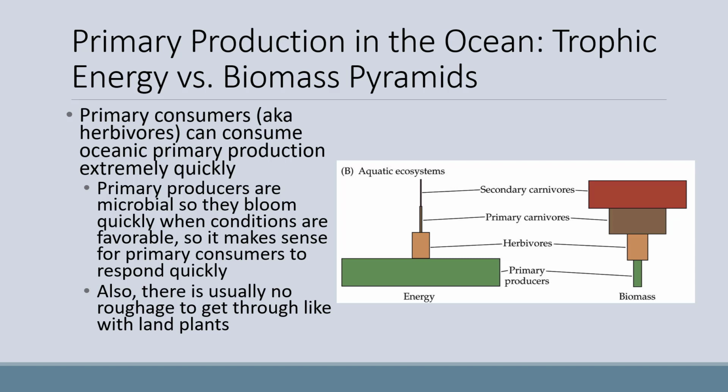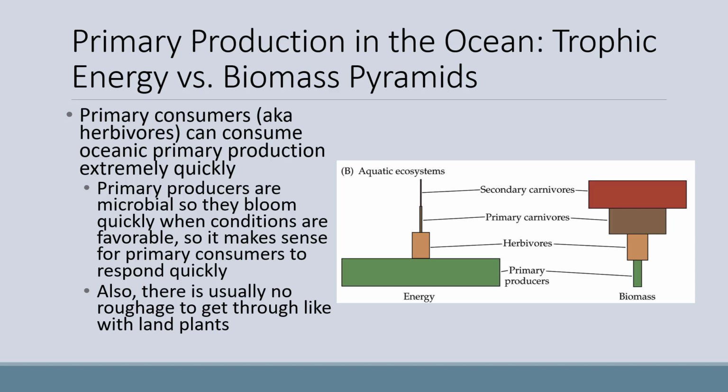In terrestrial systems, the energy trophic pyramid typically looks similar to the biomass trophic pyramid. Remember, biomass is the actual biomass of each level, whereas the energy trophic pyramid is the amount of carbon and energy that are going through that trophic level. Aquatic ecosystems have a similar energy trophic pyramid as terrestrial systems, but the biomass trophic pyramid can be inverted.